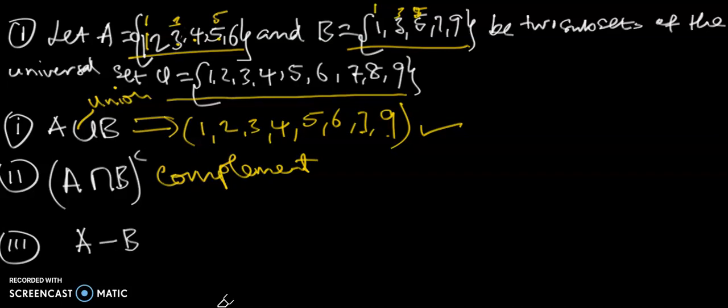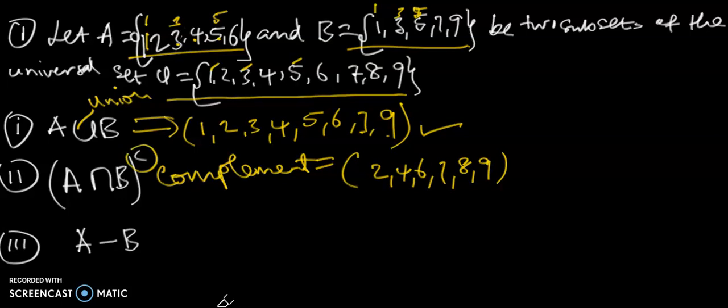But we need the complement of those 3 elements. So we simply take all the elements in the universal set except the intersection. Therefore, A intersection B complement will be 2, 4, 6, 7, 8, and 9. We've removed those elements that are in both A and B, because we are looking for the complement of the intersection, and that's exactly what we mean.